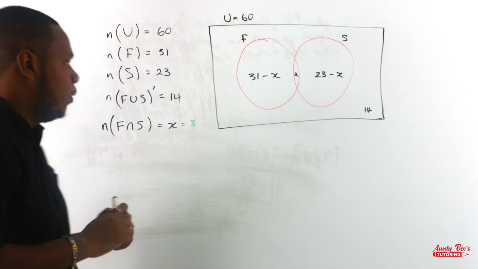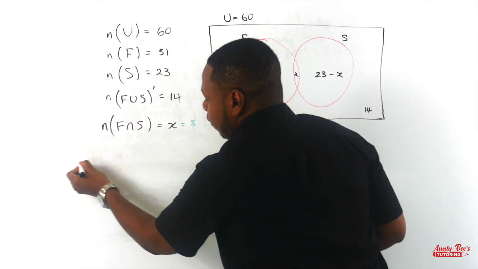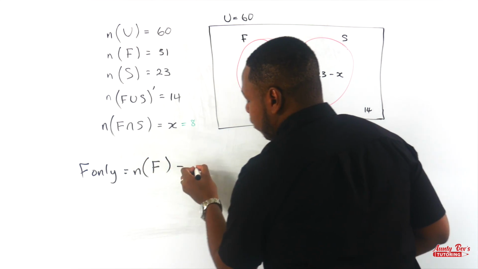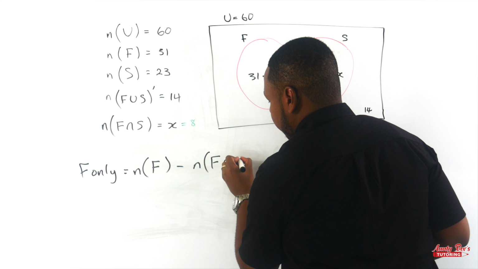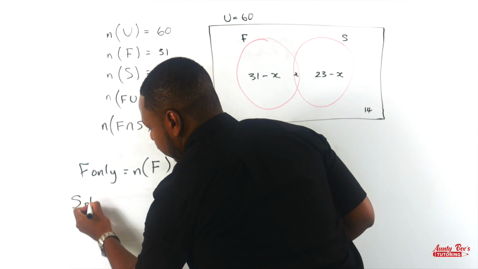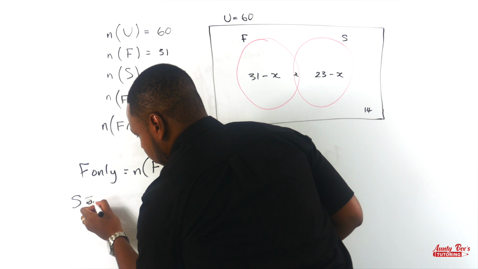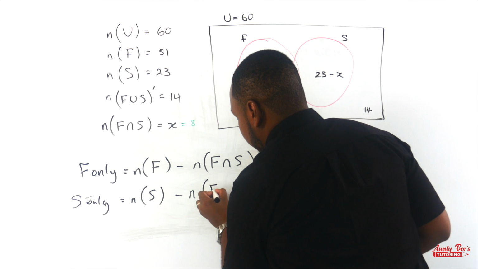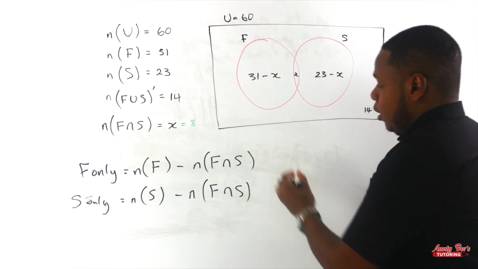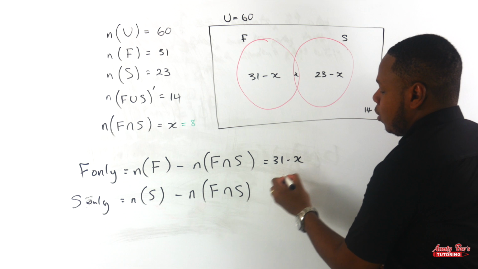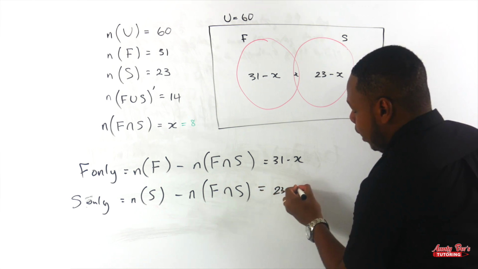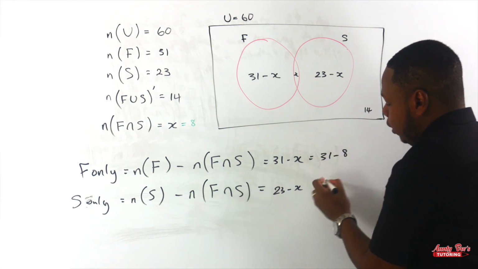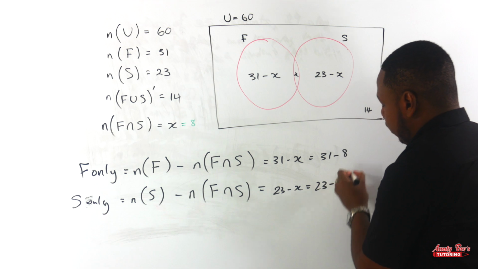We have it here perfectly. So the number for French only is equal to the number in French minus the intersection. And for Spanish only, the number in Spanish minus the intersection. This is equal to our 31 minus X. This is equal to our 23 minus X. We know what X is. So this is our 31 minus 8. And this is our 23 minus 8.